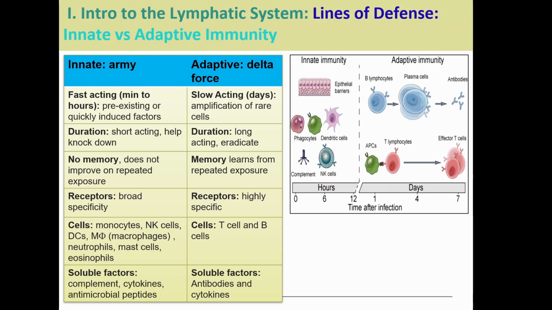And then on the adaptive side, again special forces, we are slower acting because we have to amplify cells that are generally rare. We don't keep these guys around all the time. So we're only going to build up these types of cells when needed. And it's going to be for a long-acting response. This is when you're fighting against this infection to eliminate it. You are not just trying to keep it controlled, you're trying to completely eradicate that particular pathogen.